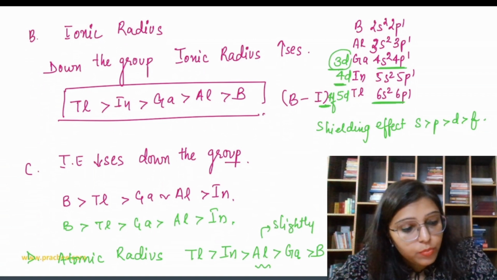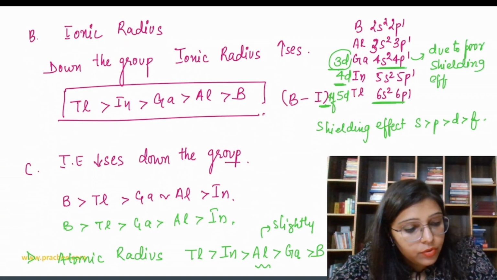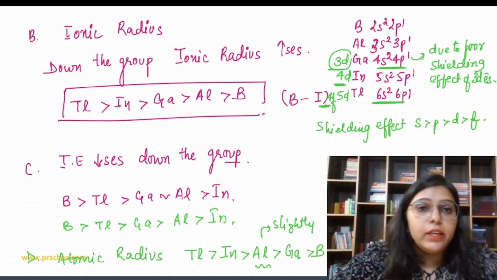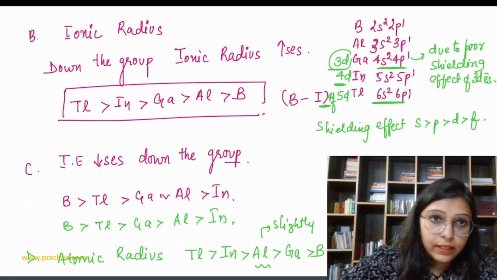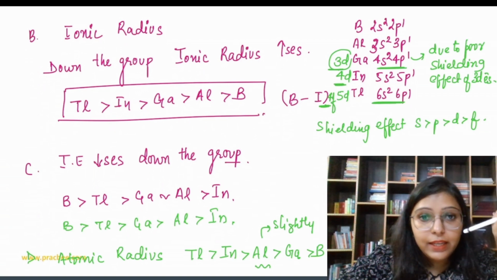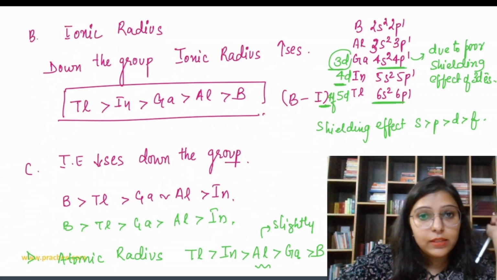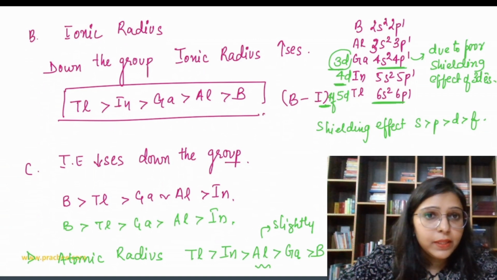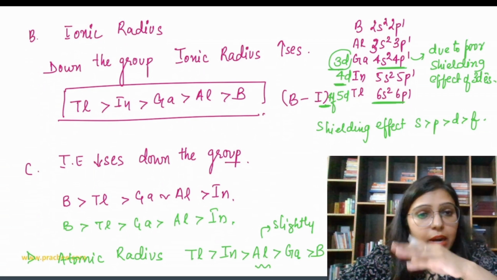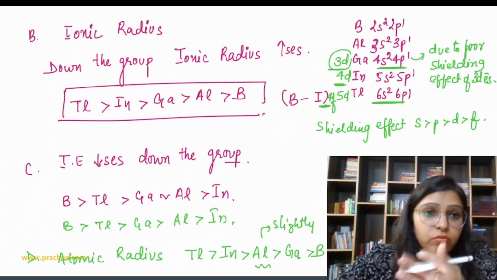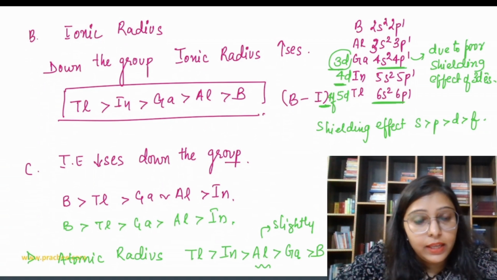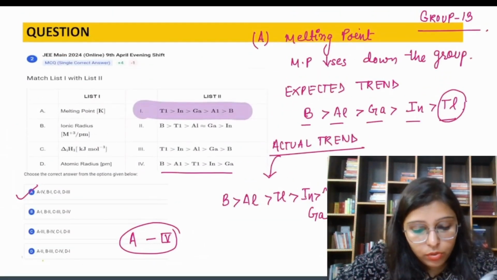Why? Because of the poor shielding effect of 3d electrons. So the effective nuclear charge in the case of gallium increases slightly in comparison to aluminium. That's why gallium size is slightly less in comparison to aluminium. Now why is it not so in indium and thallium? Because on moving down the group, electrons also increase, and due to the increase in inner electrons, electron repulsion also increases. That's why there is no such effect on the atomic size in that group. I hope I am clear. So if we match the option, the option is going to be A, right? Option is going to be A.